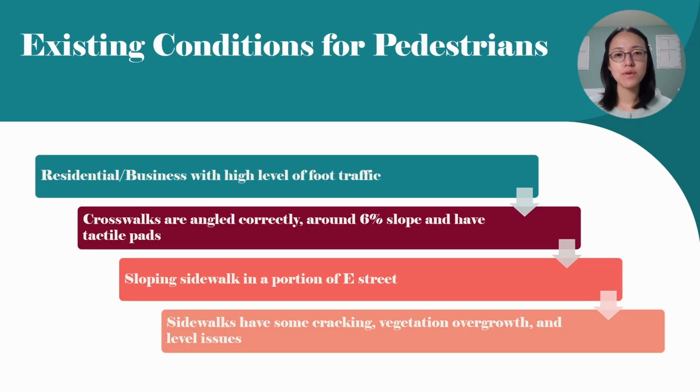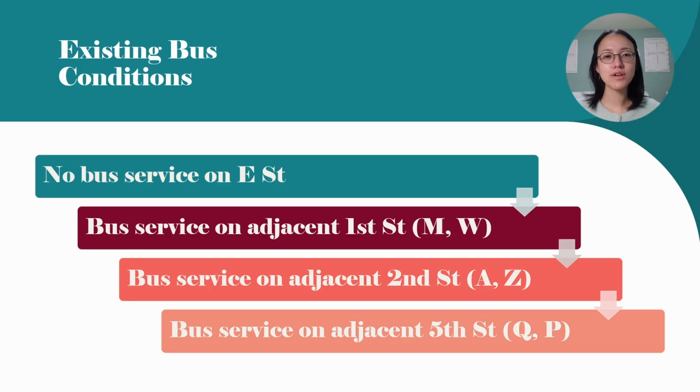For pedestrians, this corridor is a great place to walk. The crosswalks have a 6% slope and tactile pads for people to stand on. However, there are some problems with the sidewalks, such as cracking, too much plant growth, uneven leveling, and challenges for wheelchair users to get across the area with a sloped sidewalk. Although there are no bus lines on East Street itself, there are buses available on 1st, 2nd, and 5th Street, which are intersecting East Street.